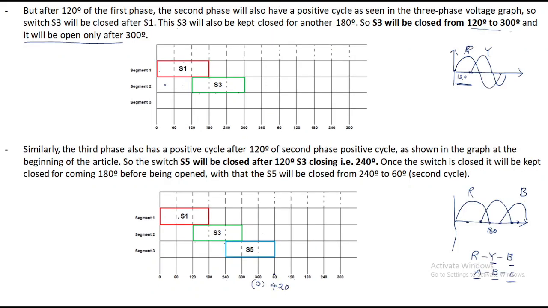Next, 0 to 180 degrees, and after 120 degrees of S1, S3 will be started, but it will be conducted 180 degrees. After 120 degrees of S3, the third switch will be started. S1, S3, S5 are the upper switches. To understand this, just name them as such. These work for the positive cycles, right?